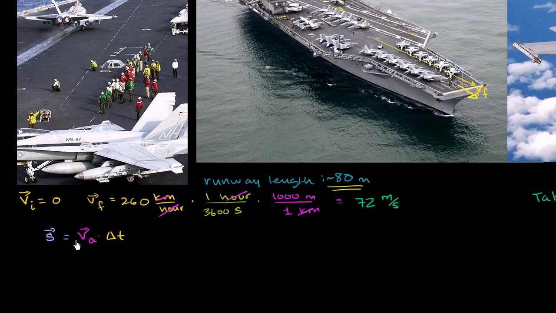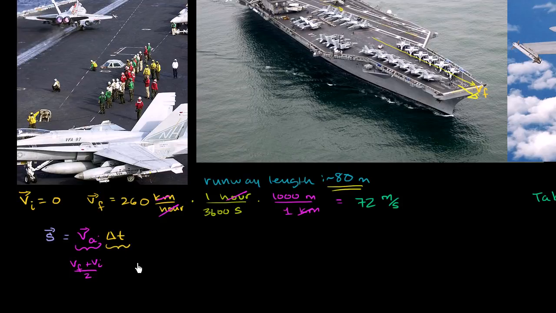Now, what is the average velocity here? It's going to be our final velocity plus our initial velocity over 2. It's just the average of the initial and final. And we can only do that because we are dealing with a constant acceleration. And what is our change in time over here?